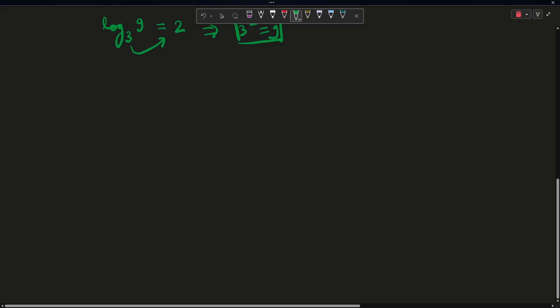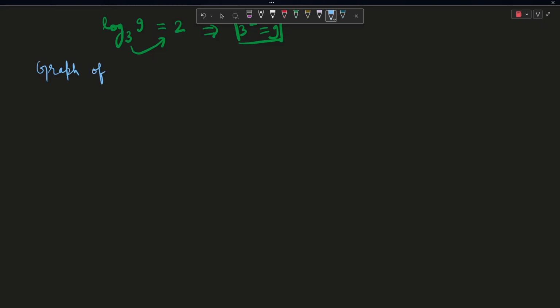So let's get ahead with the graph of the log, the main portion of this video, the graph of the logarithm.